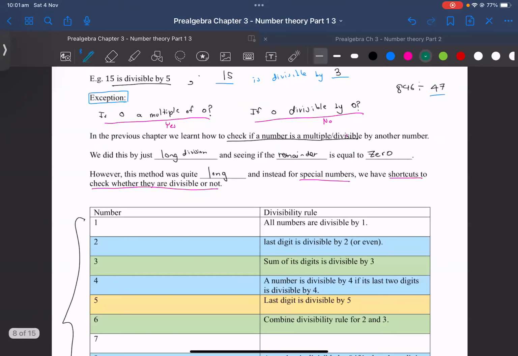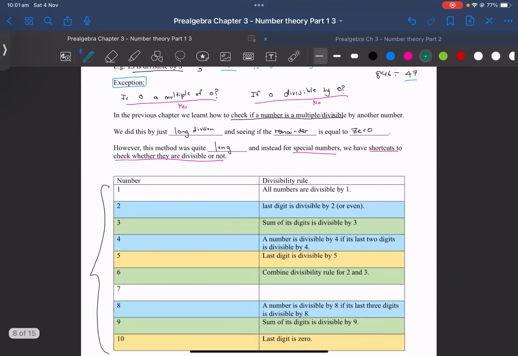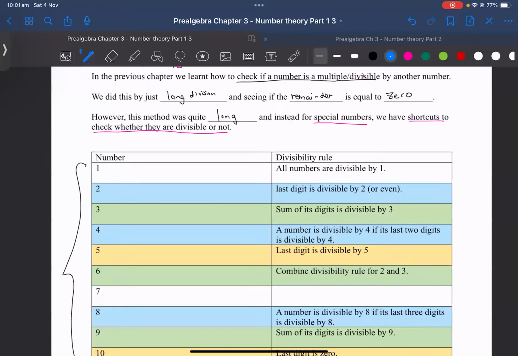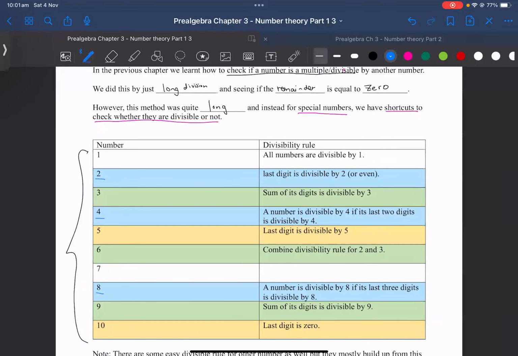I've broken them out into groups because some of them are very similar to each other. The first group, the blue group, is checking 2, 4, and 8. To check if a number is divisible by 2, what do you need to do? It has to be even. Yes, very good.